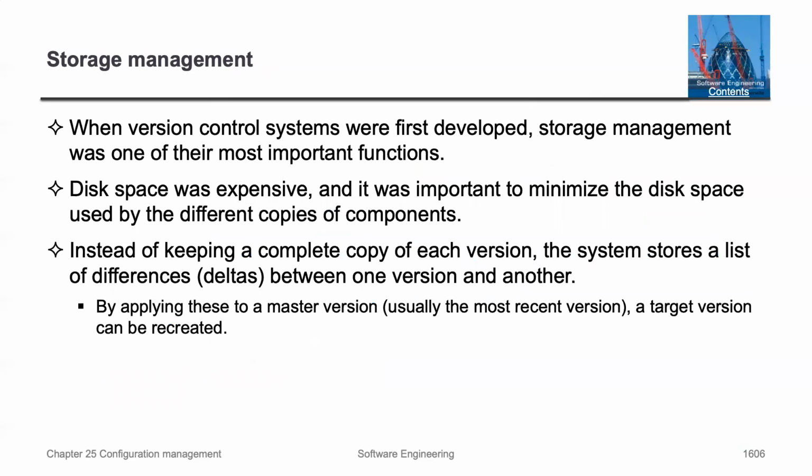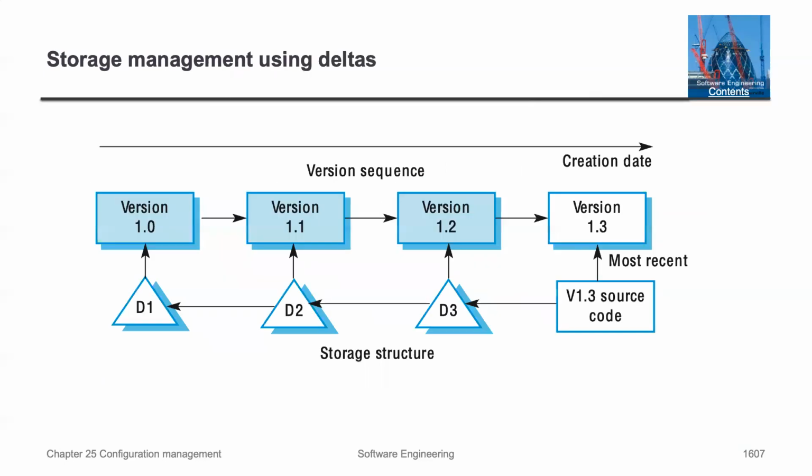For storage management, when version control systems were first developed, storage management was one of the most important functions. Disk space was expensive, and it was important to minimize the disk space used by different copies of components. Instead of keeping a complete copy of each version, the system stores a list of differences, or deltas, between one version and another. So here is an illustration of the storage management using deltas.